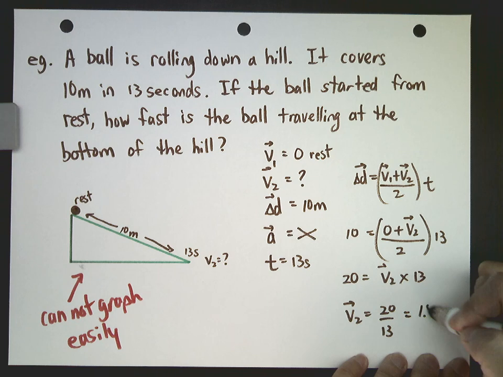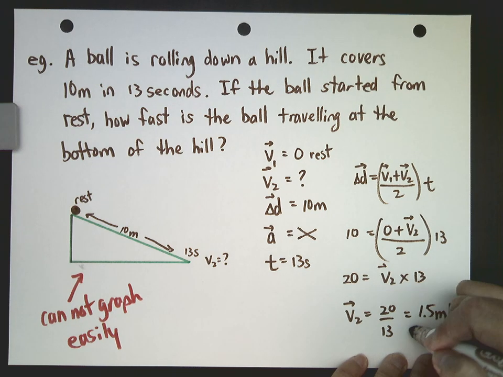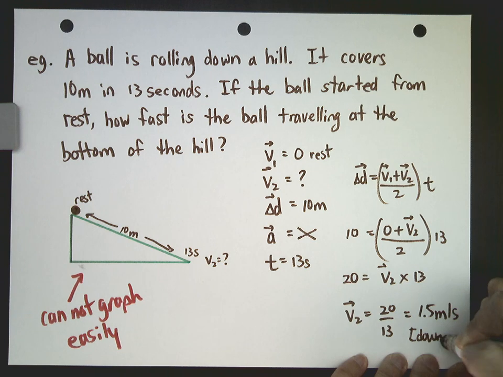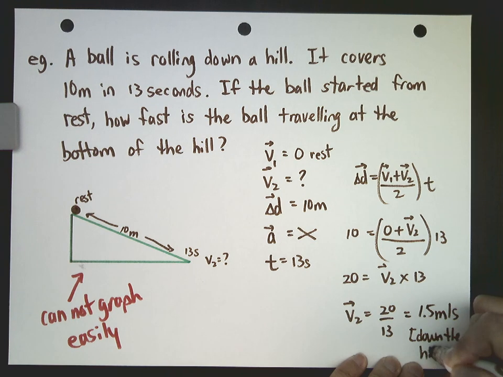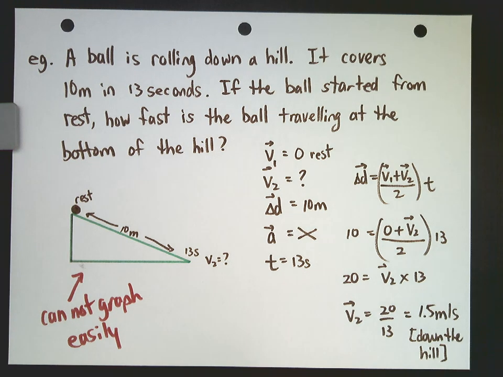That is going to be 1.5 meters per second, and it's going down the hill. Down the hill. And there you have it. Pretty easy, I hope. Let's try another one.